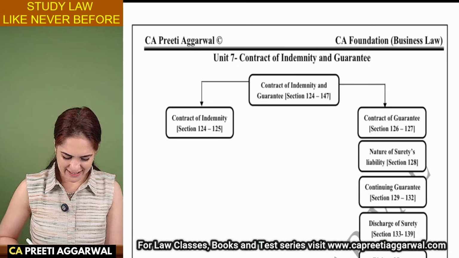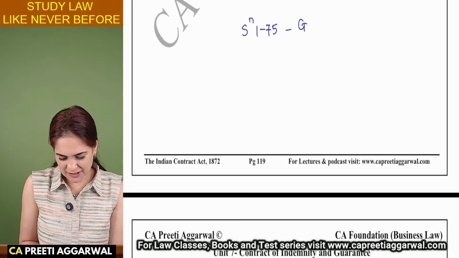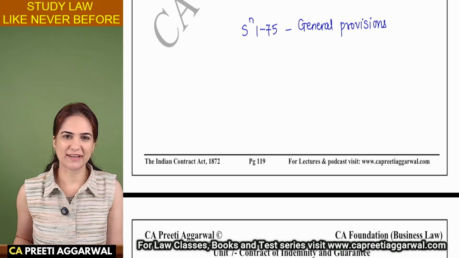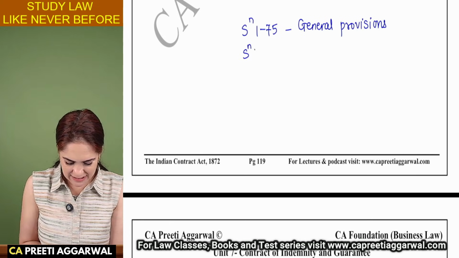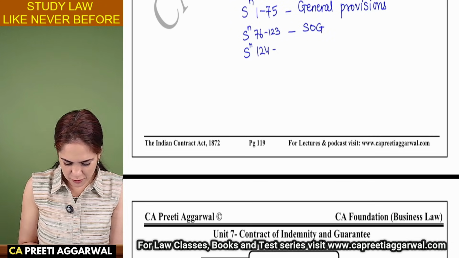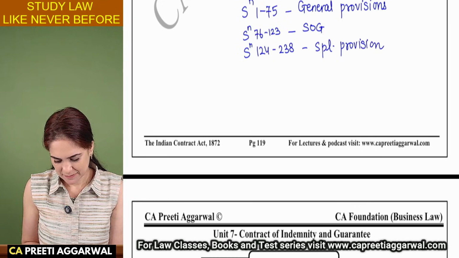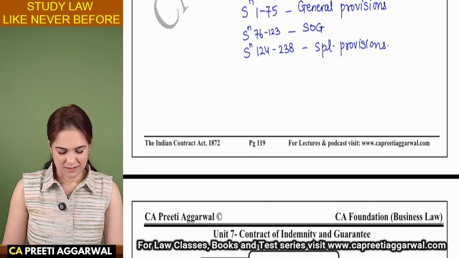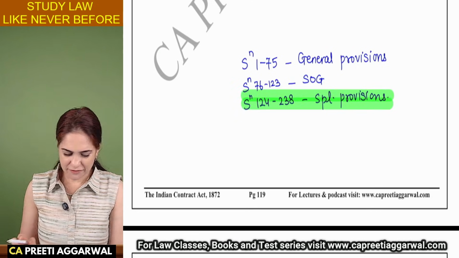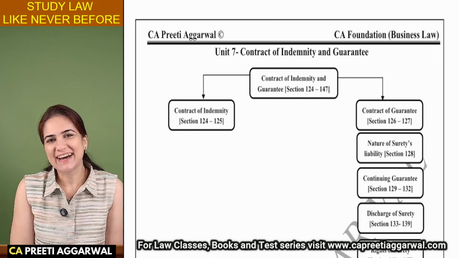As you are aware that section 1 to section 75, they cover the general provisions of contract which are applicable to all kinds of contracts. Section 76 to 123 relates to sale of goods, and section 124 to 238 relates to special provisions. So what we are going to revise are the special provisions of contract. So let us begin our first discussion, that is of indemnity and guarantee.